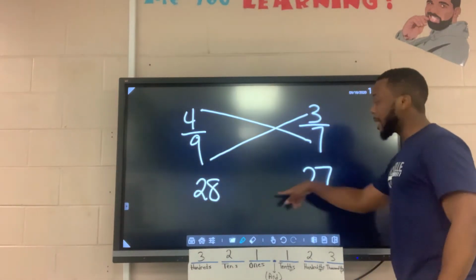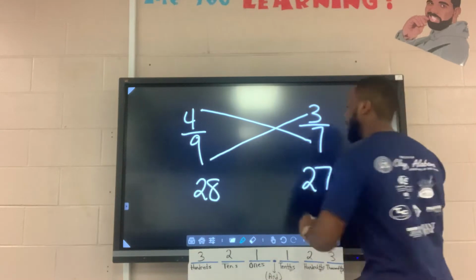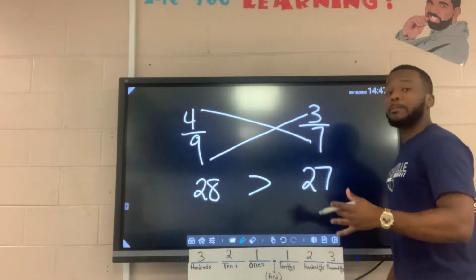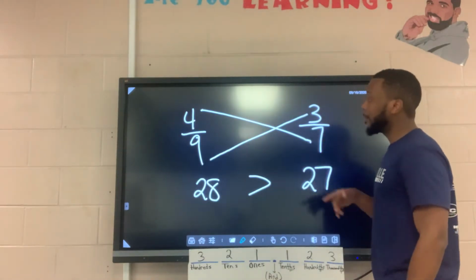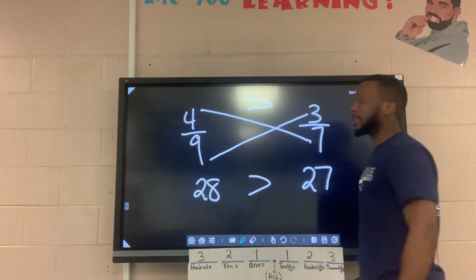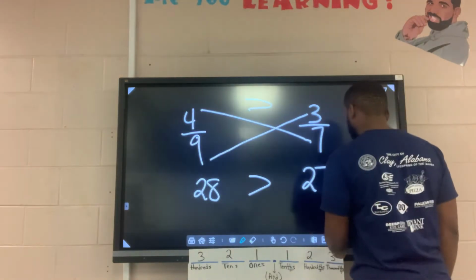From here, I can compare the whole numbers 28 and 27, and I know 28 is bigger than 27. So when I'm comparing the fractions 4/9 and 3/7, I know that 4/9 is also greater than 3/7. Let's try it again.